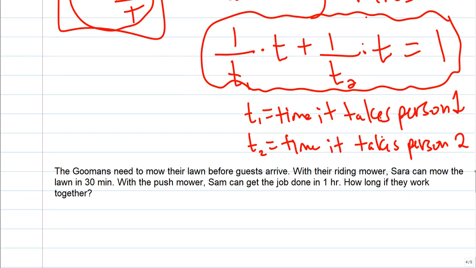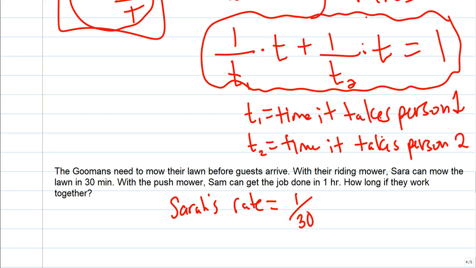The Gumans need to mow their lawn before the guests arrive. With the riding mower, Sarah can mow the lawn in 30 minutes. We could figure out Sarah's rate. Sarah's rate is one job, one lawn mowed in 30 minutes.